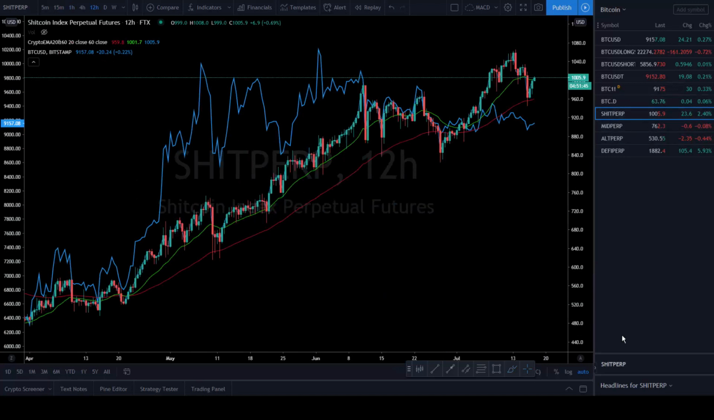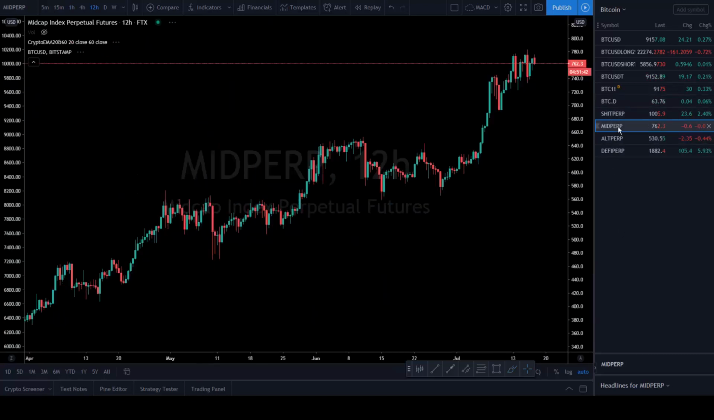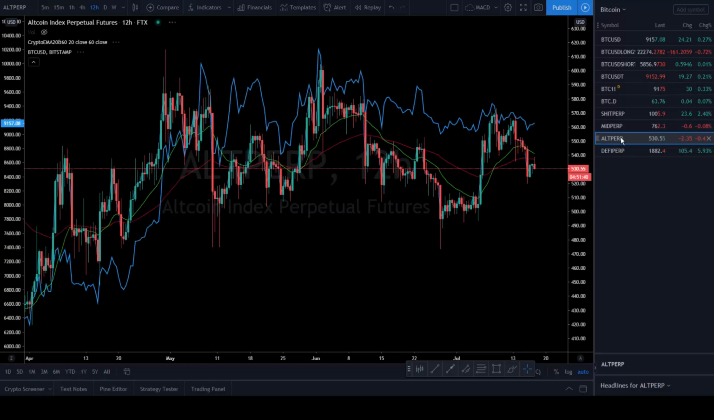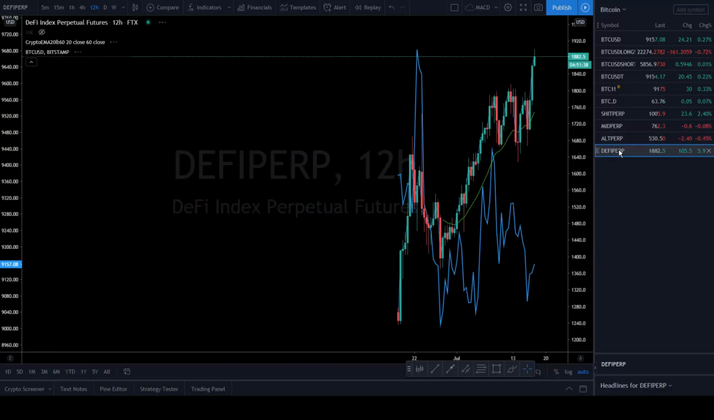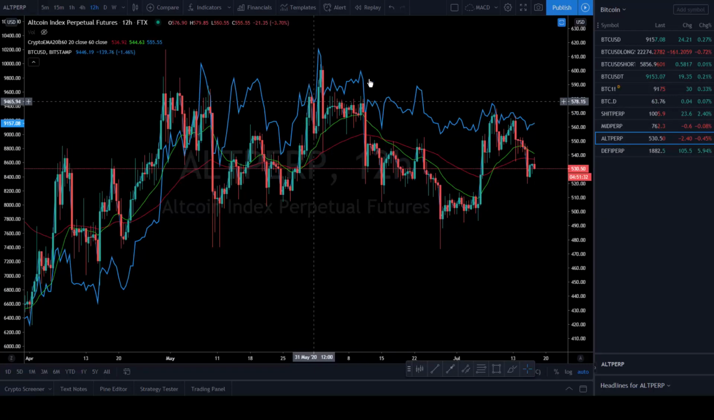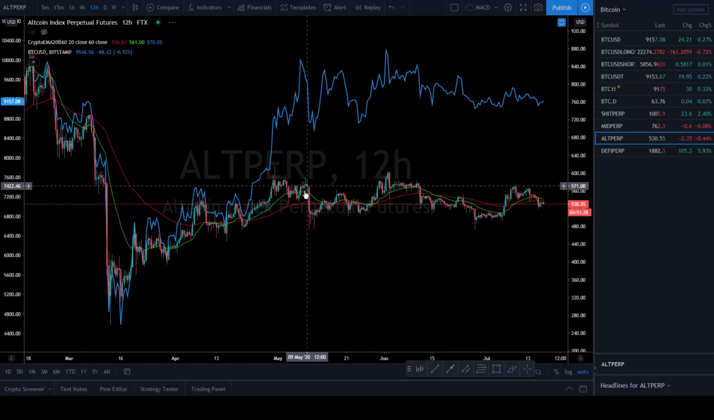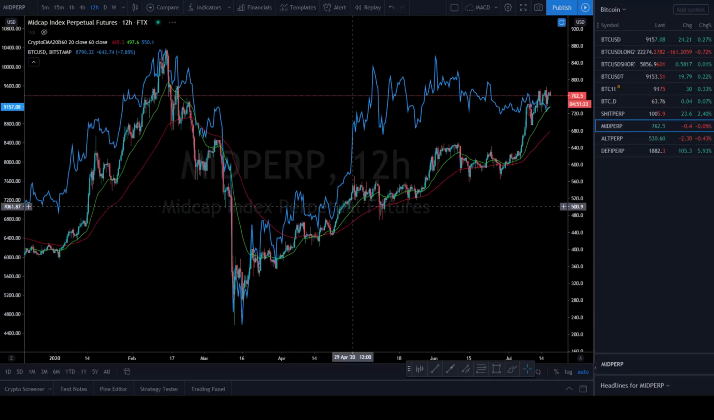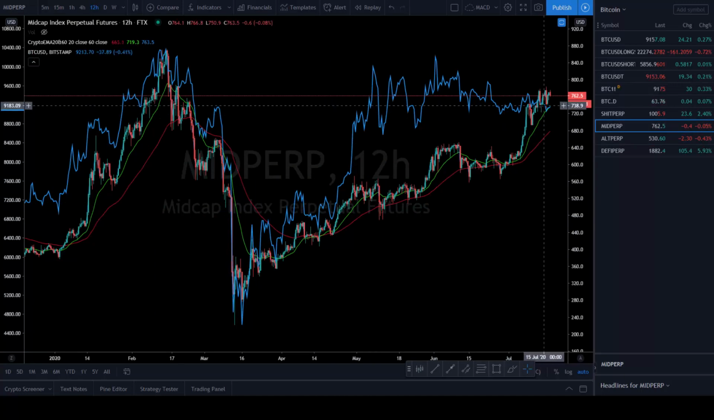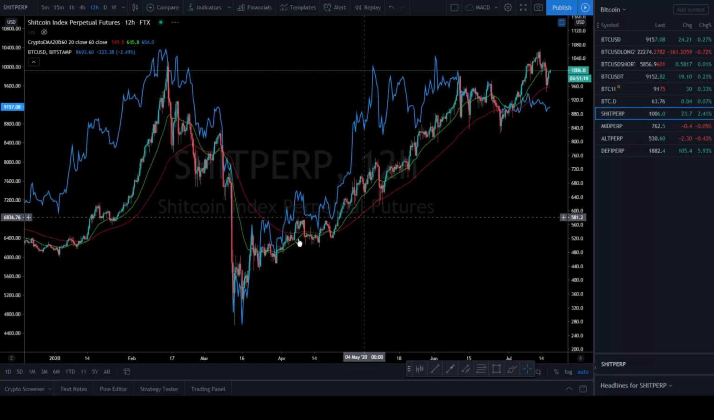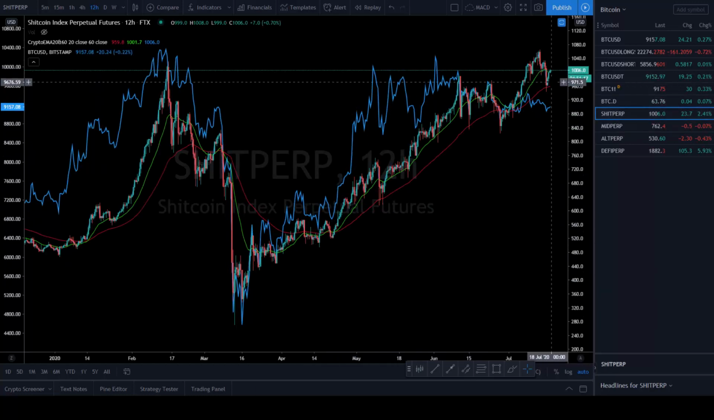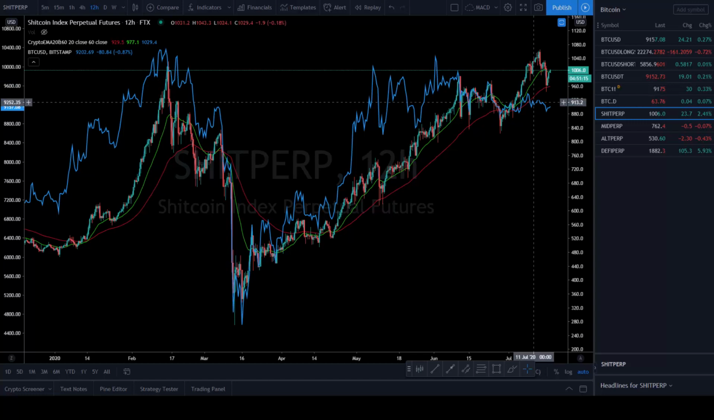If we take a second to watch the shitcoin, the mid-perp, the alt-perp, and the DeFi, decentralized finance perpetual contract, and just reflect on how these contracts are performing versus Bitcoin, we can see the average US dollar of this group of altcoins compared to Bitcoin. We can see the average US dollar of the low cap market coins versus Bitcoin. They've been doing very well.